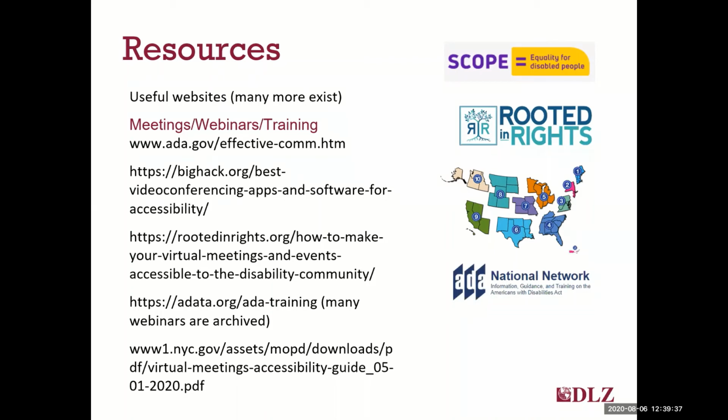And last is a link to the New York City Virtual Meeting Accessibility Guide. It was actually prepared earlier in the pandemic and includes some really good basic information about virtual meeting accessibility with a pretty good number of links at the end to various other resources. You could easily do a Google search, and that will give you any number of resources of information on accessibility topics depending on what you search for.